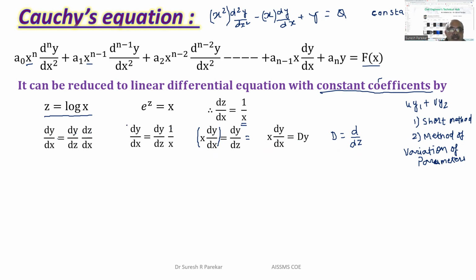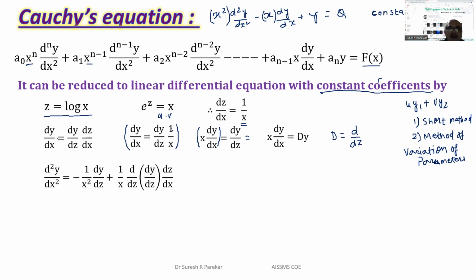Now we will take this portion, dy by dx, and we will take the derivative again with respect to x. So you can see d2y by dx square is the derivative of this. Then we will take u into v in derivatives. So we have u as it is, so dy by dz as it is, and the derivative of 1 by x we have minus 1 by x square. Then we have v as it is, so 1 by x, and now dy by dz. So we have to take the derivative with respect to x. So we will take d by dz into dz by dx.